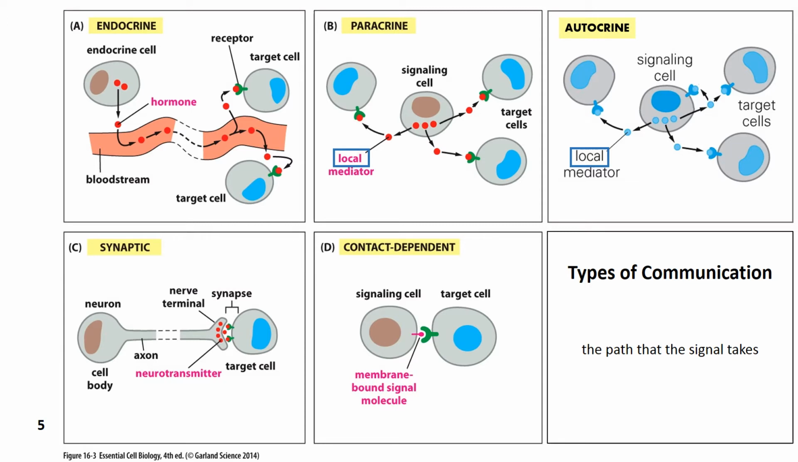Finally, a fourth type of communication is called contact communication or contact-dependent communication. And another name to describe this is juxtacrine communication. In juxtacrine communication, the signaling molecule is not released. Rather, it is membrane bound, and a cell that is next door or adjacent to the communicating cell is the only cell that might possibly receive the signal. It must have a receptor for that membrane-bound signaling molecule.